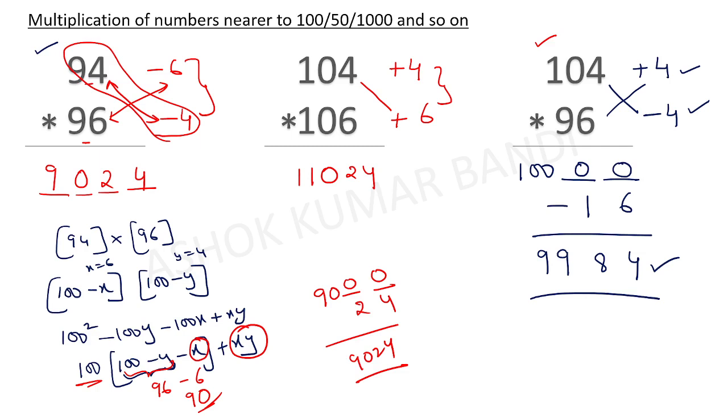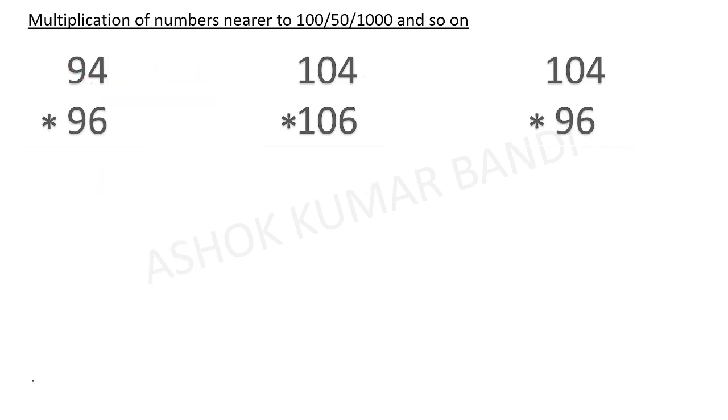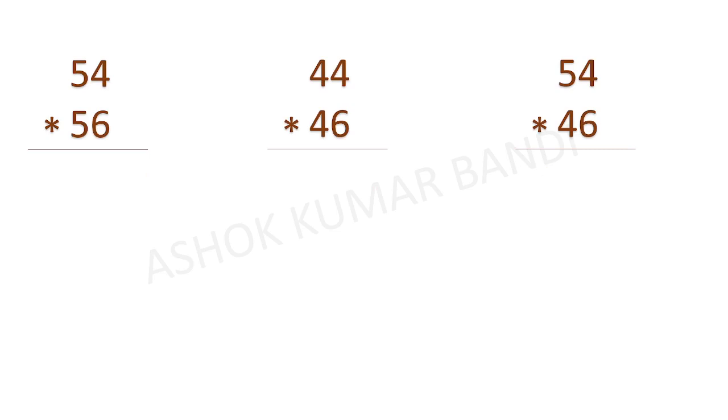Okay, now, sir, what do we need to do for 50,000 and all? Let us see. Let us take, I want to multiply the numbers nearer to 50. The same process we are going to do here. That means we are taking 50 as reference now.